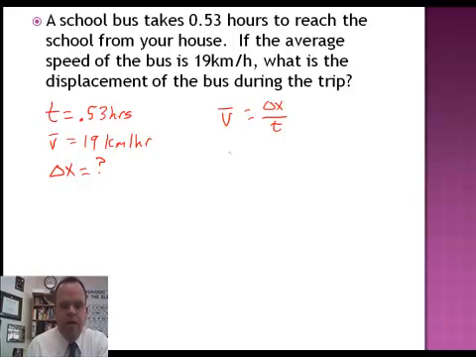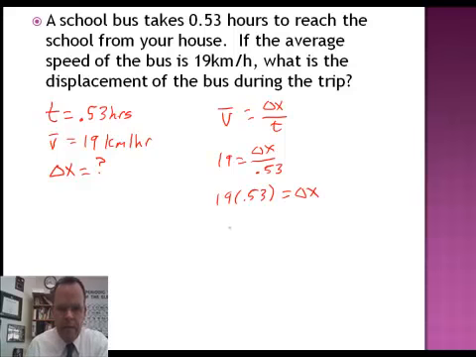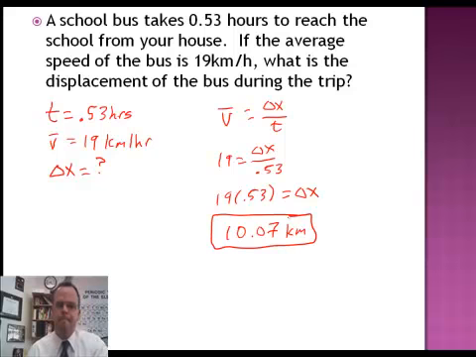So we take the equation, velocity equals displacement over time, plug in our variables, 19 equals delta x over 0.53. Multiply both sides by 0.53. We get a displacement, in this case of kilometers, of 10.07 kilometers.